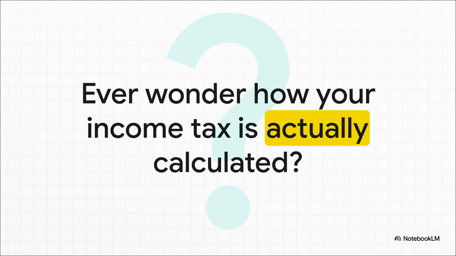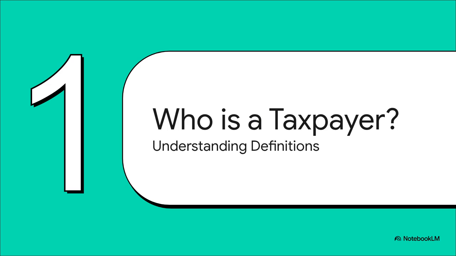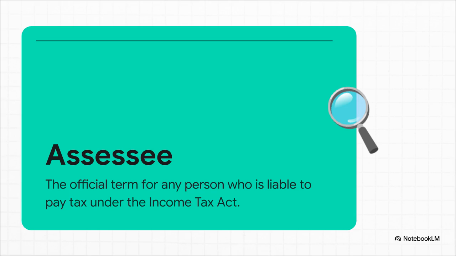by step. Okay, so first things first, before we dive into the numbers, we've got to figure out who the tax system is even talking to. And it all starts with a couple of really basic definitions. You might see this word, assessee, on official forms and get a little thrown off. Don't be. It is just the government's formal way of saying taxpayer. That's it. If you're on the hook to pay tax, you're an assessee.